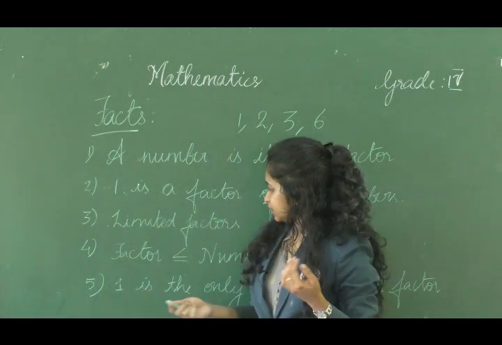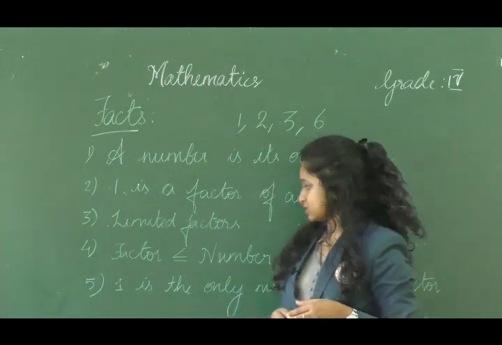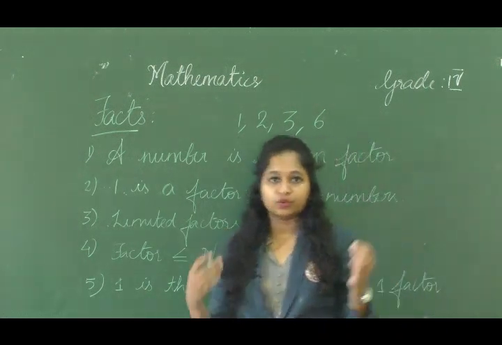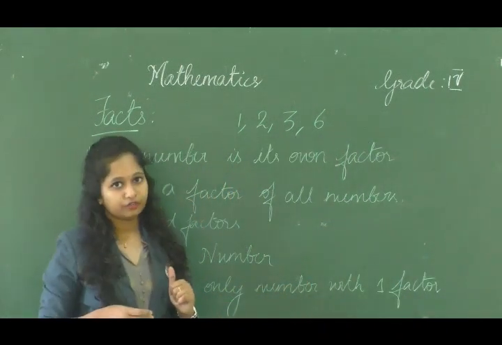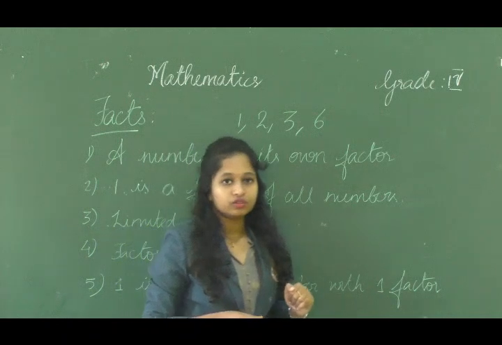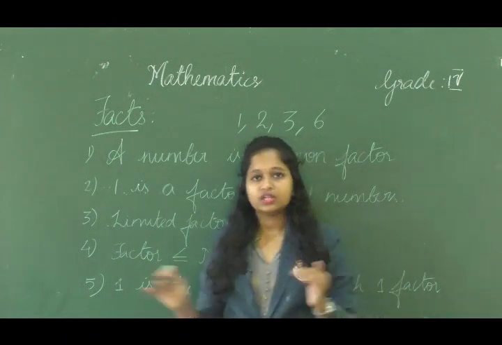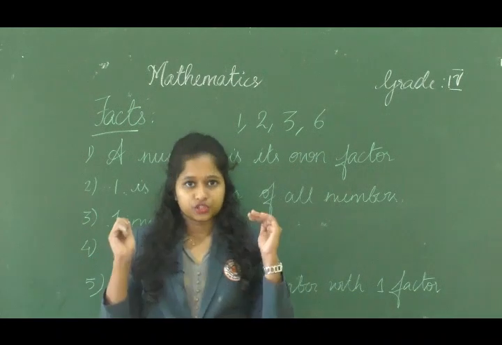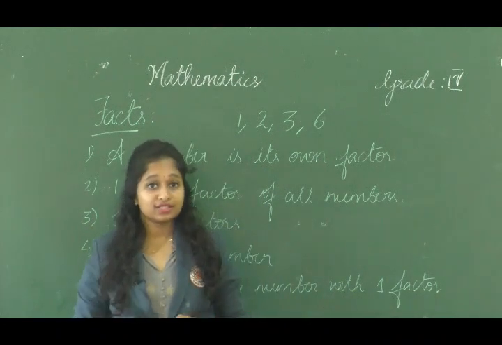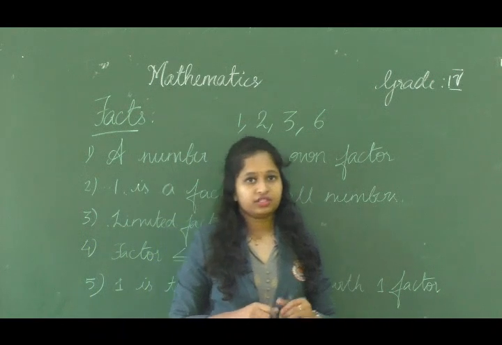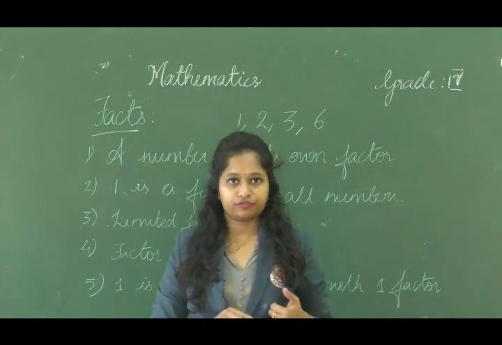And a last fact is, 1 is the only number with one factor. So the factor of 1 is 1 alone. All other numbers will surely have at least 2 factors. It can be 1 and the number itself.